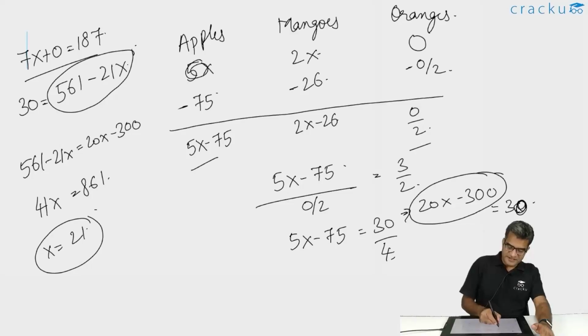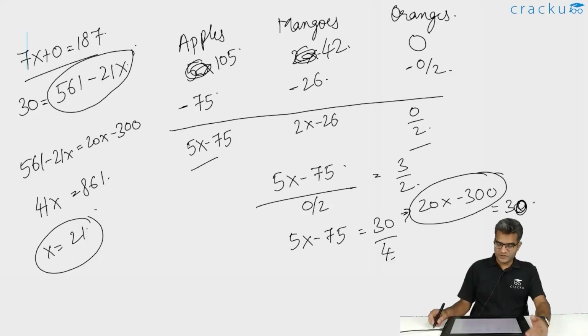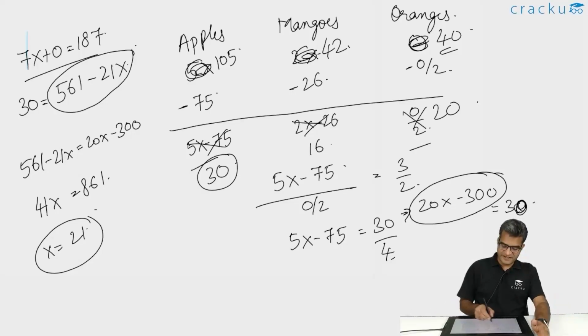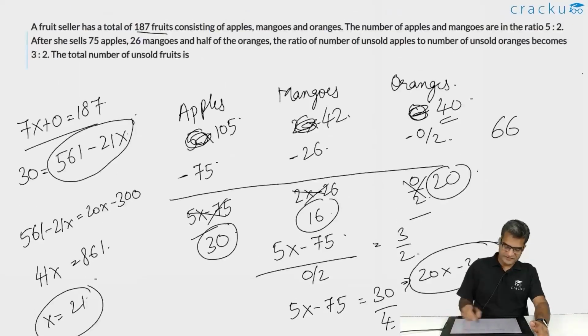So the number of apples initially is 105. The number of mangoes initially is 42. This is 147. So the number of oranges initially will be 40. After selling 75 apples, you are left with 30 apples. After selling 26 mangoes, you are left with 16 mangoes. After selling half of the 40 oranges, you are left with 20 oranges. So the total number of fruits he is left with is 30 plus 16 plus 20, which is 66. So the answer for this question is 66.